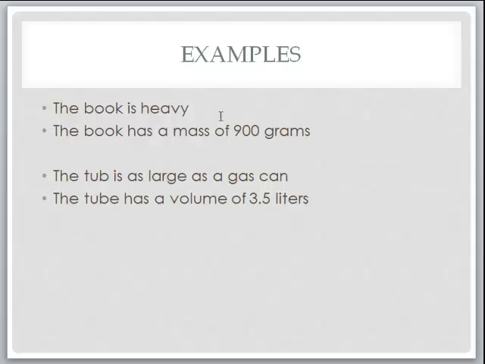Okay, so for example, a book is heavy. Qualitative or quantitative? Qualitative. In other words, it might be heavy to one person, not so heavy to another person. So what that means is that qualitative observations can be what we call subjective. In other words, it depends on the person making the observation.